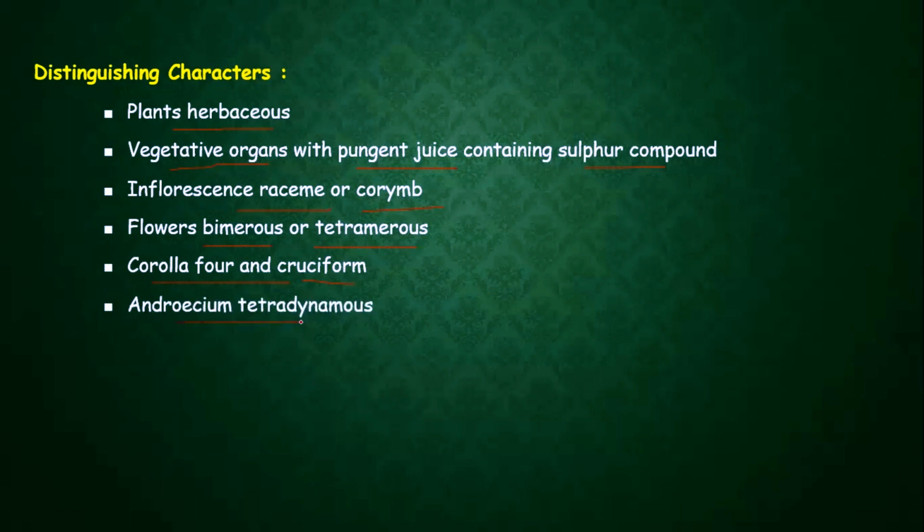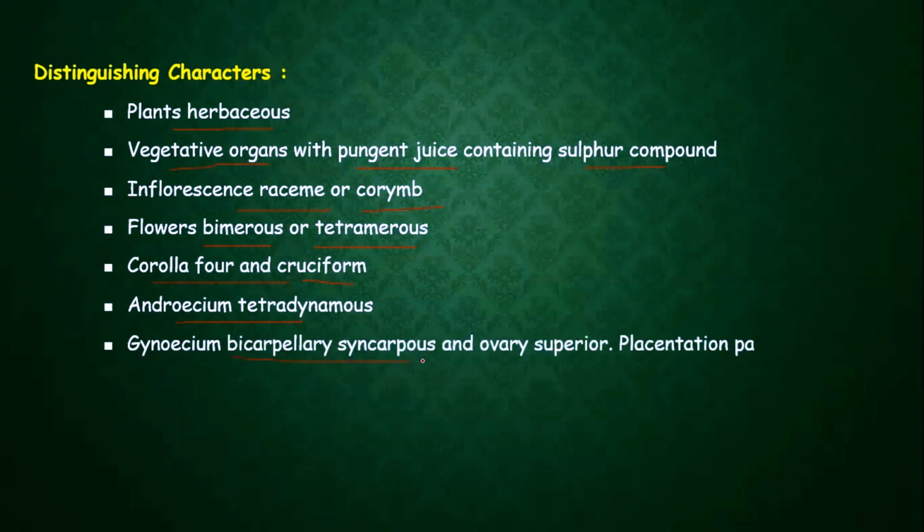The androecium is tetradynamous. What is the meaning of tetradynamous? Out of 6 stamens, 4 stamens have longer filaments and 2 stamens have shorter filaments. This kind of arrangement is called tetradynamous. Gynoecium with 2 carpels, bicarpellary, syncarpous. Carpels are united with a superior ovary. The ovary is present above the floral parts such as sepals, petals, and stamens. Flowers with a superior ovary are called hypogynous flowers.